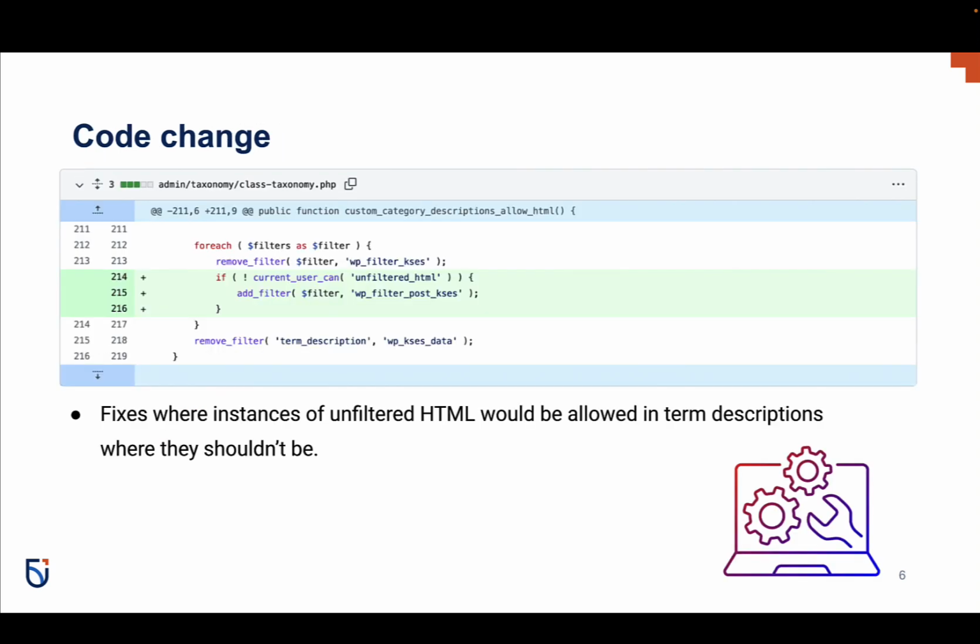And the code change the developers made: previously, they were verifying only certain fields. Now all the content of that input would be validated, and therefore the cross-site scripting would no longer exist by filtering the input.